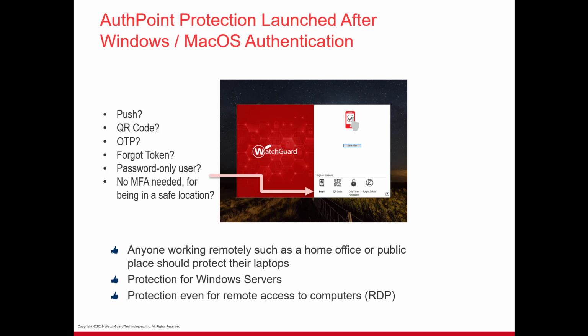A window shows up with all the authentication options configured to that user. In this case, it gives the user the option to log in using push or log in offline using QR code or OTP. By the way, in order to log in offline, make sure the user logs in online at least once so the AuthPoint agent can download the necessary credentials for offline login. Just select the authentication option and log into the computer.